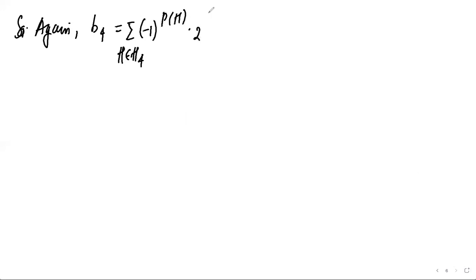Now again this B4. Now this is again the summation over H belonging to H4 of minus 1 power P of H into 2 power C of H. Now again here we have to look for this H4 from the graph G2. Now here G2, as we know, is a graph consisting of this vertex U1 and a cycle of length 4.